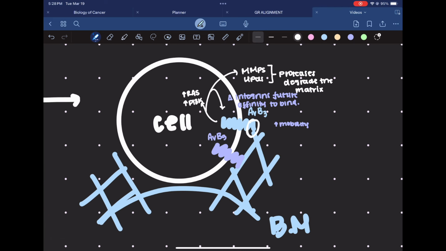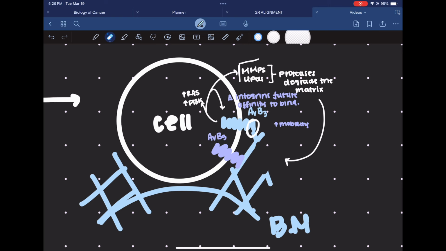And then with the release of these proteases that I've listed up here, they're going to come back around and degrade the matrix and start to eat away at it. Literally just eating away at components of it and starting to clear a path for a cancer cell to be able to move and progress towards the bloodstream or whatever direction that it is moving in.